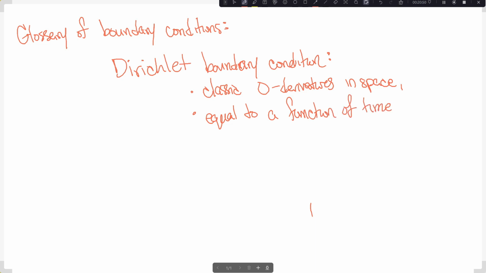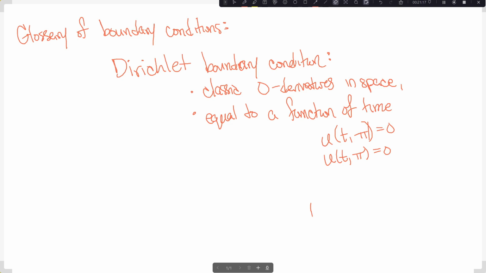Okay, so what's an example of that? The one we just saw, u at t negative pi, u at t and pi, these are both equal to 0. And it doesn't look like that's a function of time, but of course 0 is technically a valid function. If I wanted to say f of t equals 0, that's valid. So that's the Dirichlet boundary condition.